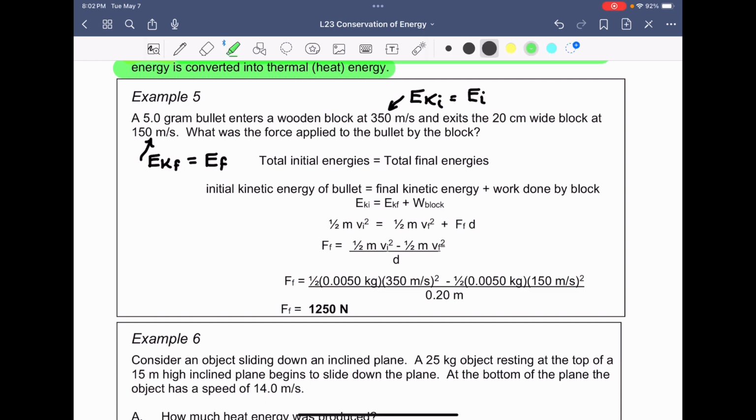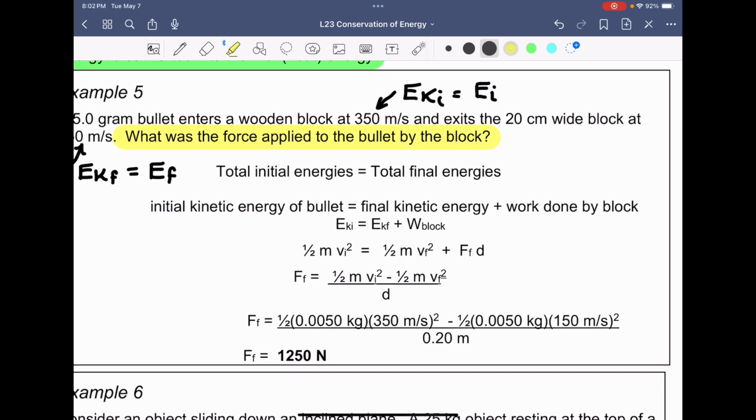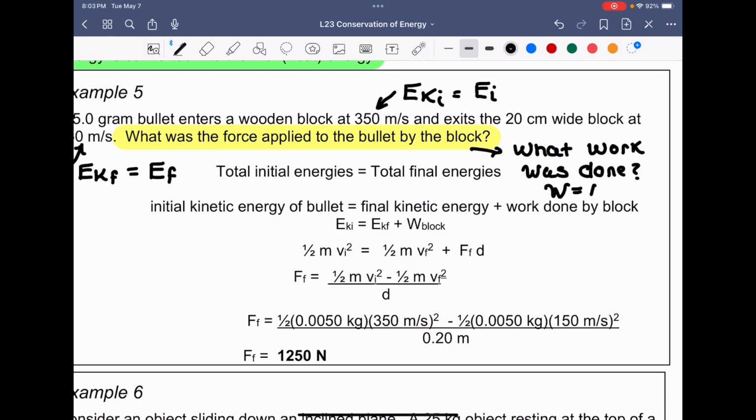So as soon as you see this in the problems, what was the force applied to the bullet by the block? I want you thinking, what work was done? And I'll make that note here. Work, question mark. This is another way of saying what change in energy was done in this situation, because that will help us find the overall amount of force that was applied by the block to the bullet, just to follow the wording of this problem.